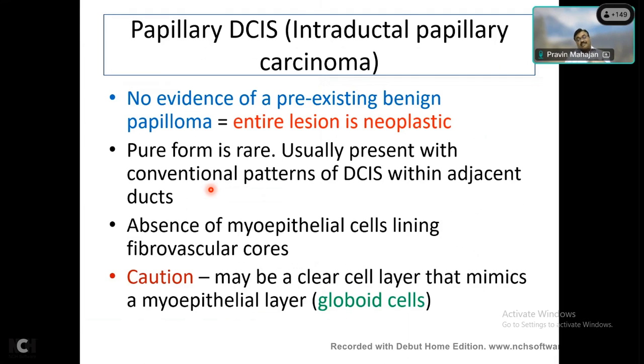As I already mentioned, you will have absence of myoepithelial cells within the fibrovascular cores. There is a caution which you have to remember. Sometimes within the papillary cores of the DCIS, you can have a clear cell layer which can mimic a myoepithelial cell layer, and those cells are actually called globoid cells. I will explain to you using two examples here.